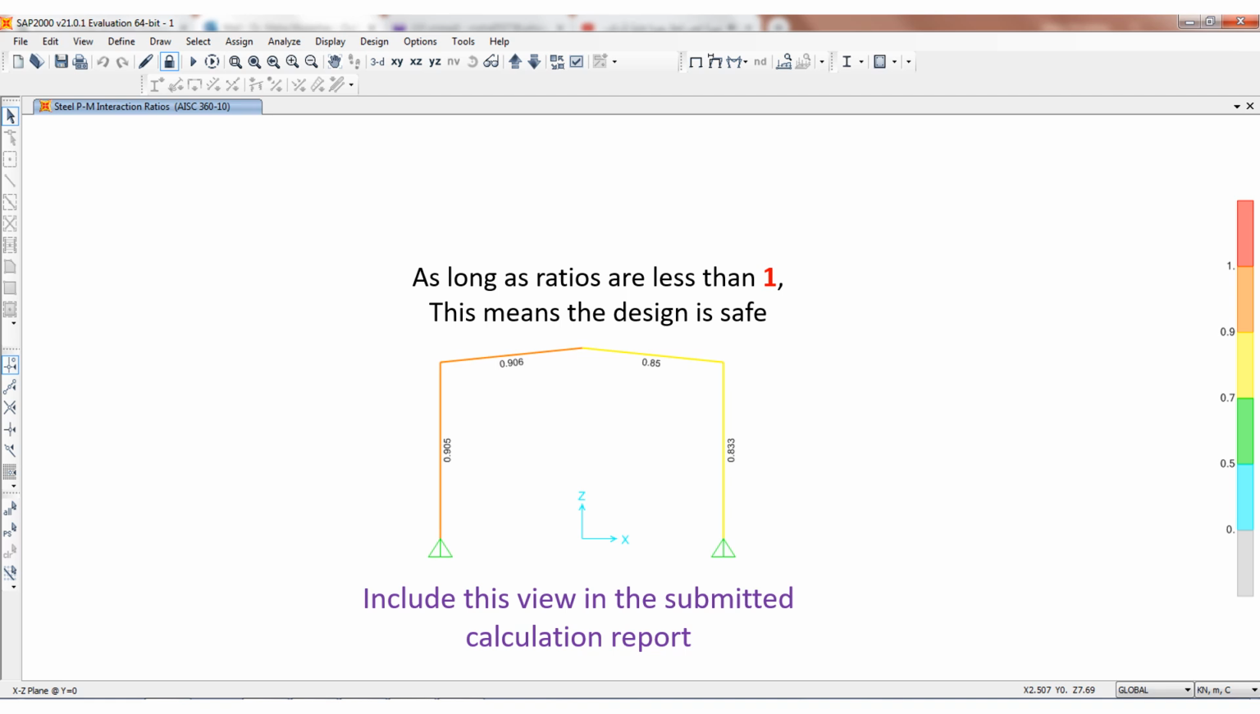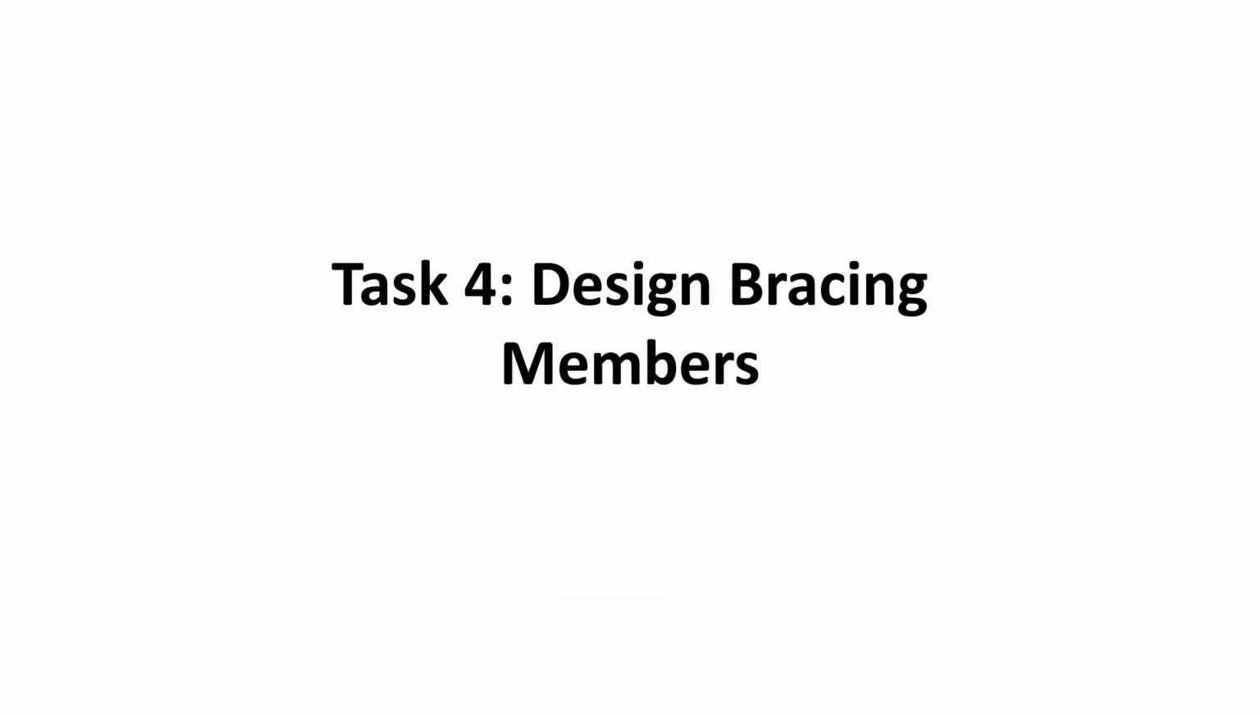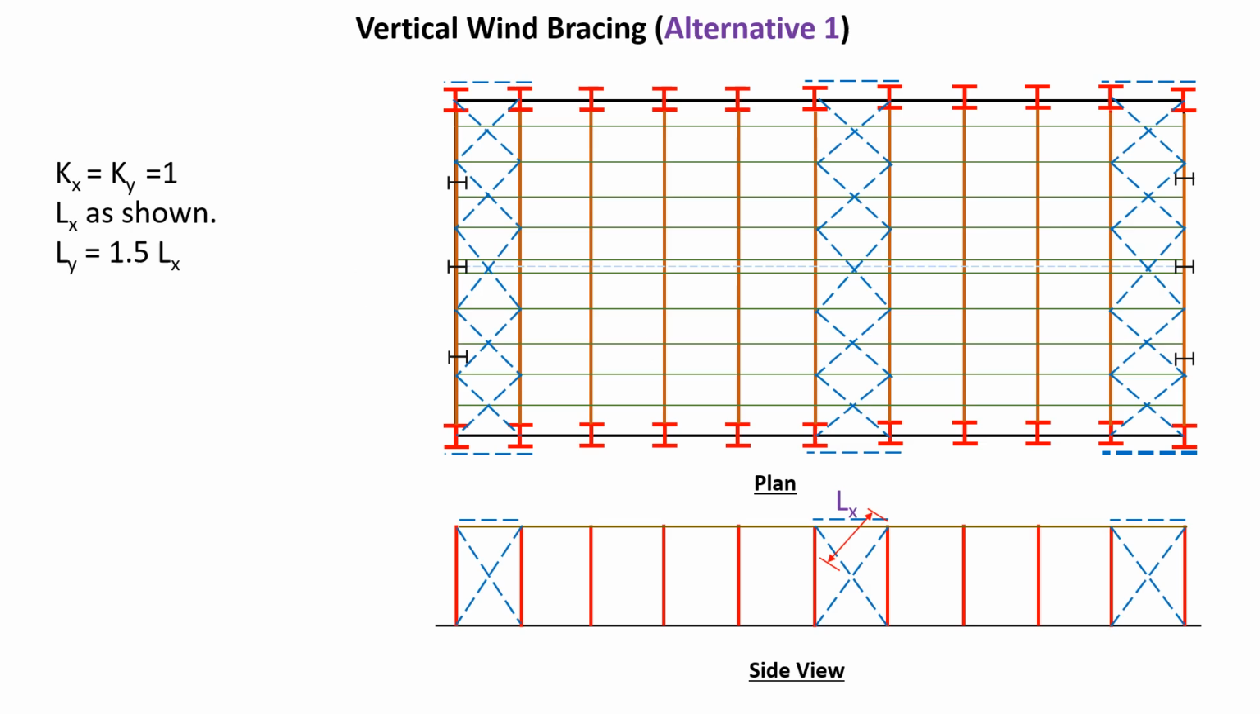That's why you will not get the same stress ratios for the whole members, but we will design using the most critical one. Keep experimenting with the program till you have stress ratios that you are happy with. And then you can move to the design of the bracing members, the vertical bracing members and the horizontal bracing members. So let's start with the vertical bracing members.